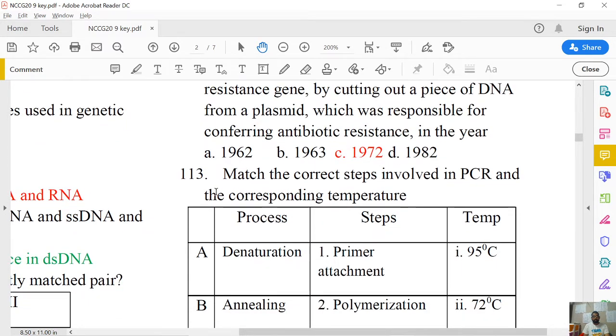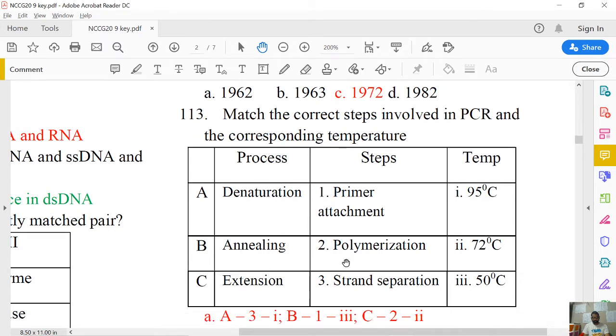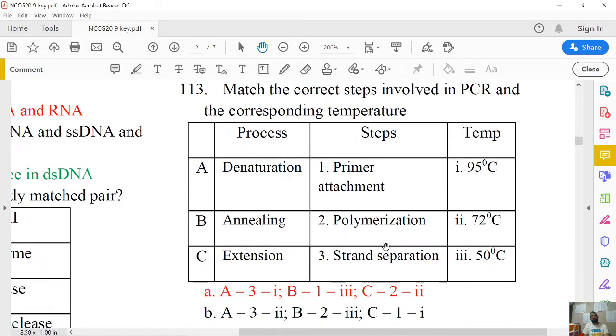Match the correct steps involved in PCR and the corresponding temperatures. So the denaturation is for the strand separation. This can be performed at high temperature, about 95, whereas annealing is performed for the attachment of primer, and it is about 50 degrees Celsius, and extension will be polymerization, at 72 degrees Celsius, where this Taq DNA polymerase is active.